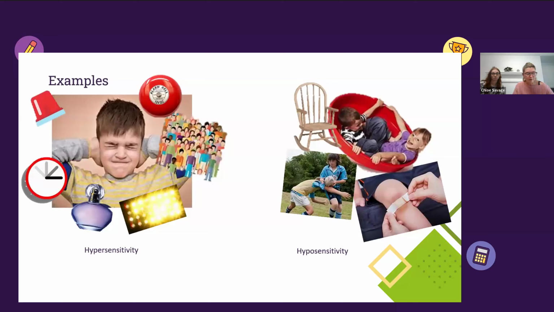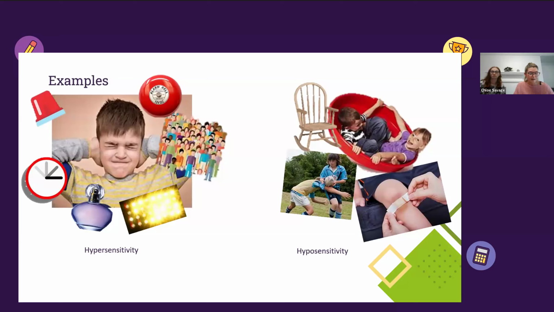Just wanted to talk about hyposensitivity again, so that undersensitivity and how that may occur in children who have experienced trauma in childhood. So we may find that children who have experienced trauma are constantly on the move. They may jump around or fidget a lot. They may be rocking in the seat or look for that rocking sensation.